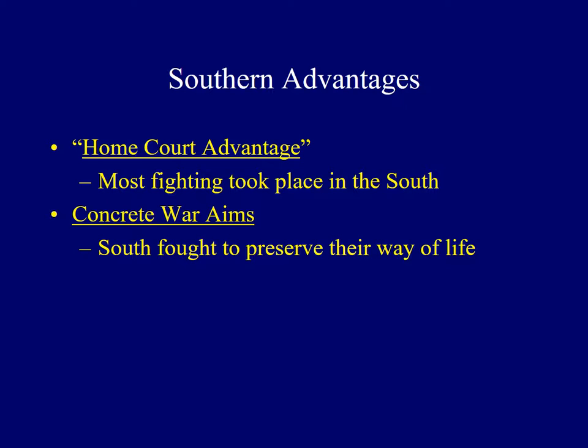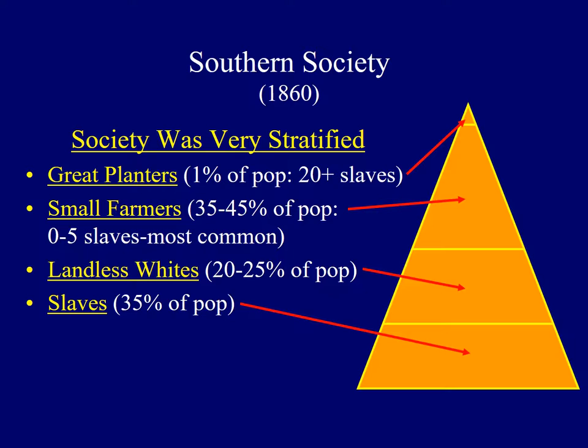A second advantage involved their war aims. They had a concrete goal in this war. They were fighting to maintain their own way of life. If you remember this slide from Lecture 13, it shows the structure of Southern society. They wanted to maintain the status quo, the life they'd grown up with. As far as whites were concerned, as long as slavery existed, they weren't on the bottom of society.